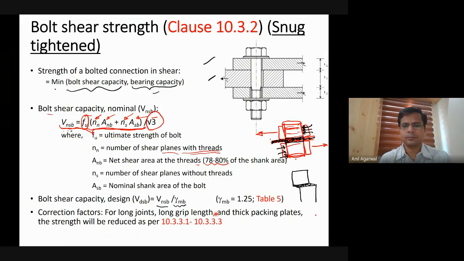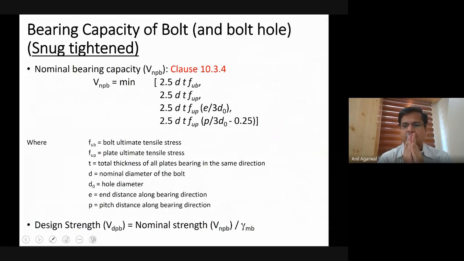All right. The safety factor is taken as 1.25 as given in table number 5 for bolts. Gamma MB is given as 1.25 for bolts, irrespective of the failure mode. So whether it is a shear failure or a bearing failure, you have the same gamma MB value. A bolted connection's capacity in shear is the minimum of the two capacities: the shearing failure of the bolt itself, that is the bolt shank's shearing failure, or bearing failure. So this is the other one.